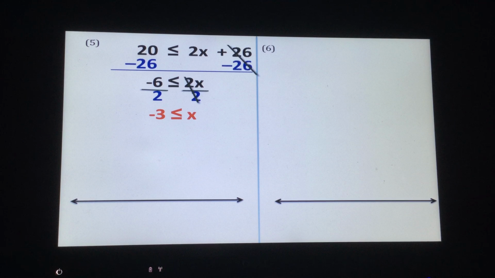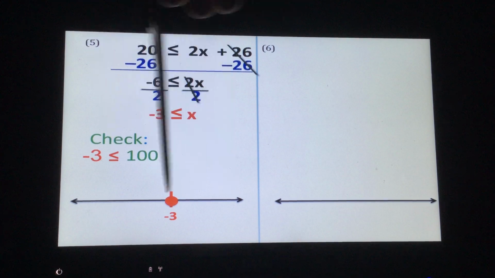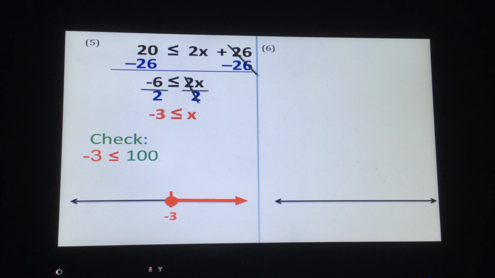Now we're going to go ahead and graph this. We'll put the -3 with a closed circle. The test point that works for me is +100. -3 is smaller than 100. 100 is on this side, so I'm going to shade that side. Okay? All right, here's your next problem. Go ahead and do this one on your own.